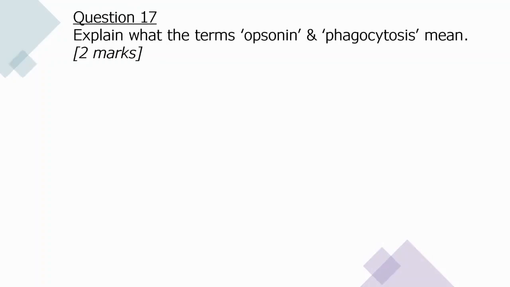Question 17, explain what the terms opsonin and phagocytosis mean. So we know that opsonins are antibodies that enhance phagocytosis by marking or tagging antigens for easy identification and destruction.